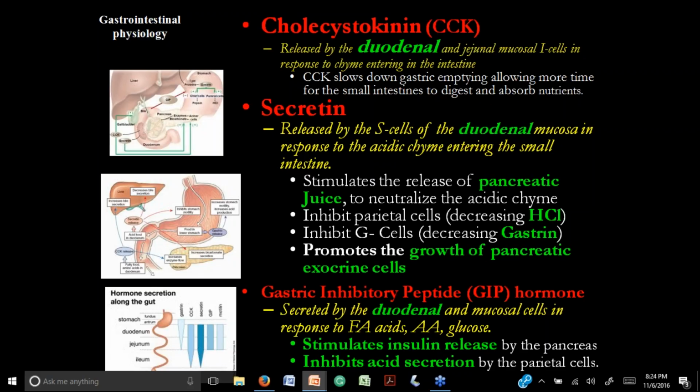We have the secretin. Secretin is produced by the cells in the mucosa wall, the S cells, and what it does is stimulate the release of pancreatic juice to neutralize the acidic chyme. It is going to inhibit the chlorhydric acid from the parietal cells, and it is going to decrease the gastrin. Gastrin, as you know, is going to stimulate the chief cells and the parietal cells too.